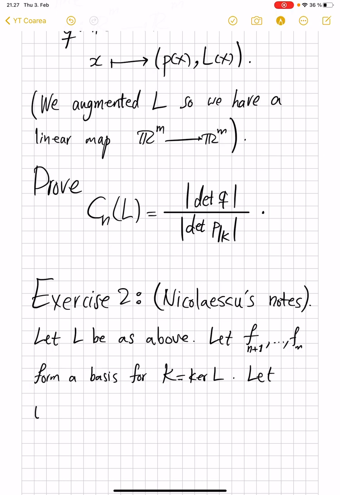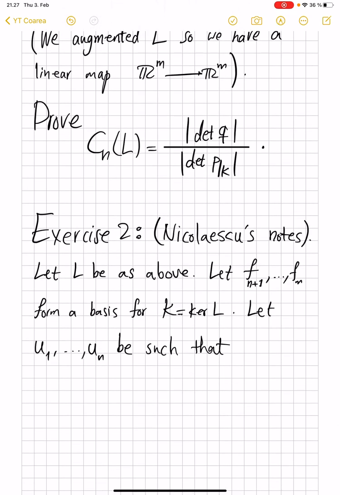And let U1, ..., Un be such that their images under L, so LU1, ..., LUn, are linearly independent in Rn, so they're in the target.